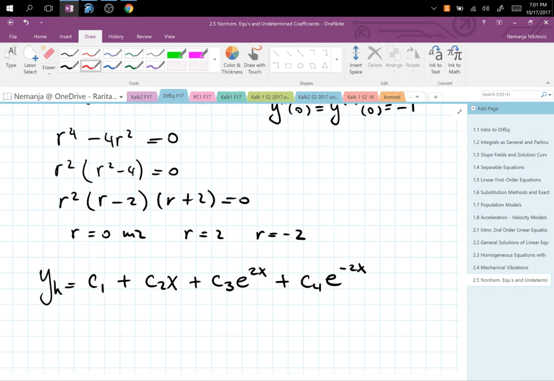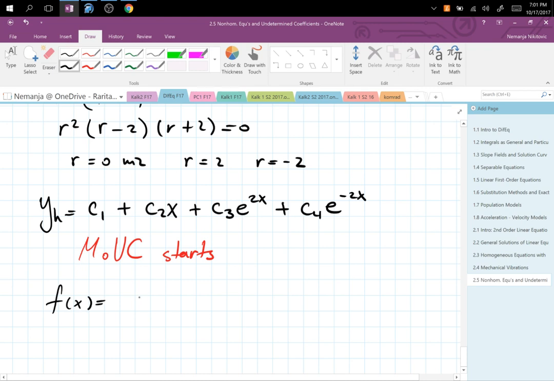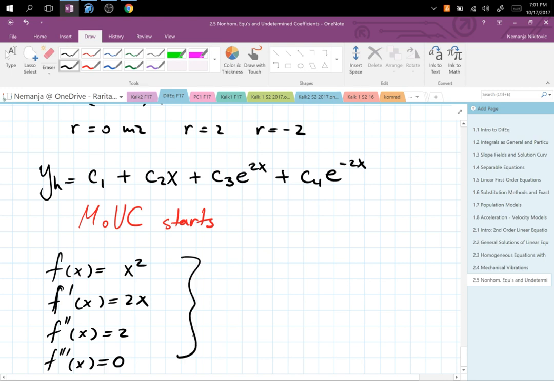Method of undetermined coefficients starts. Our f of x is x squared. The f prime of x is 2x. The f double prime of x is 2. The f triple prime is 0, and all others are 0. This triggers, we don't have to go with ax squared, right? We can just write x squared.